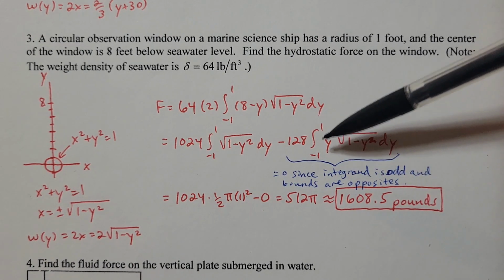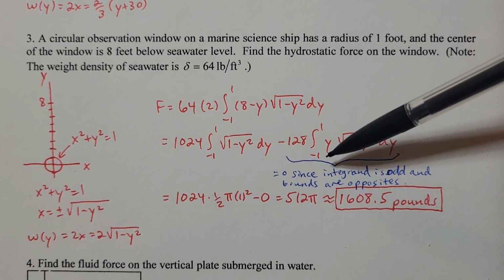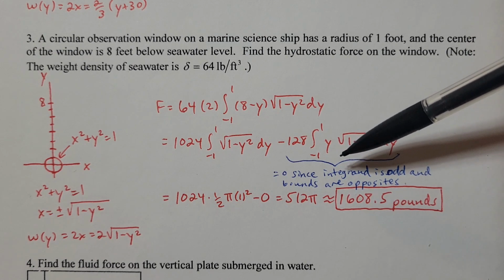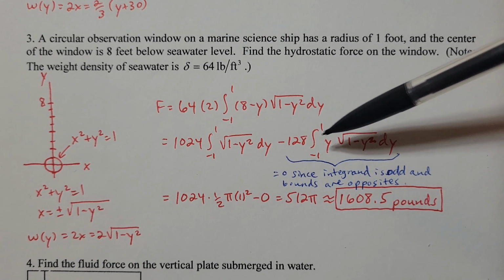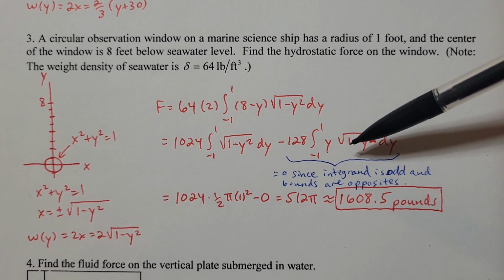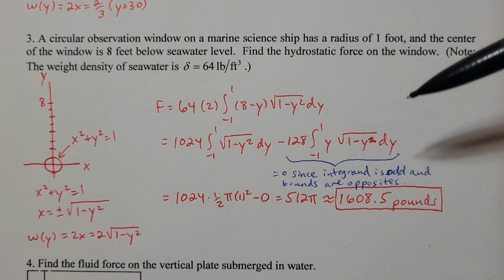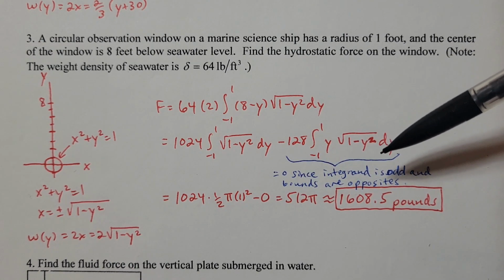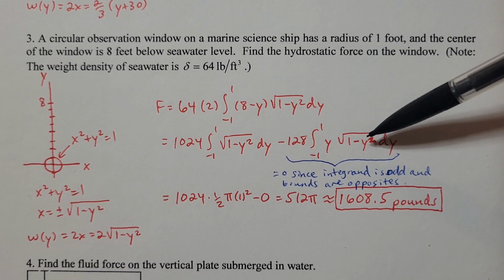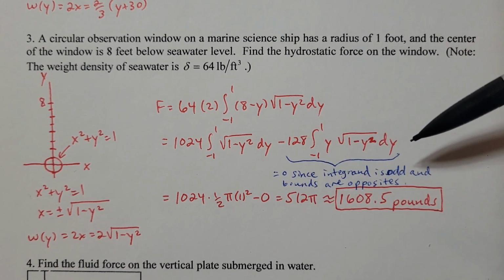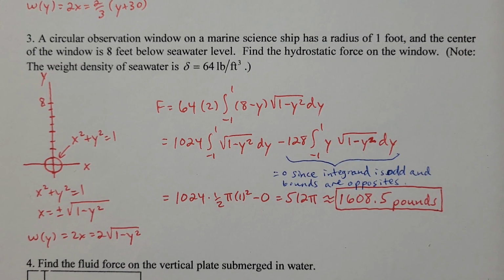Now, the bounds are opposites. I'm going from -1 to 1. So the answer to this integral, the second one, is going to be 0. Okay, now I could, if I wanted to, use the u substitution and get the answer that way, which would be 0. But that's making it longer, more difficult than what it needs to be.